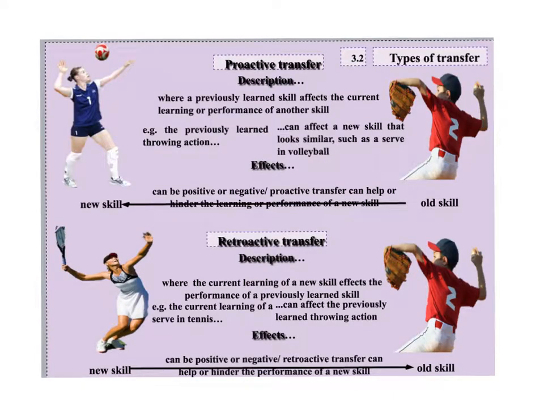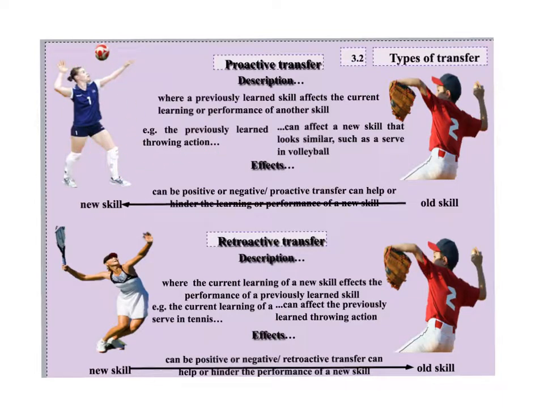Alright, so we get into the types of transfer that we have, and these are two things that could maybe confuse you. Just look at the proactive transfer. It's where a previously learned skill affects the current learning or performance of another skill. The key thing here is looking at this arrow. So the old skill is a throw, and the new skill looks like a volleyball serve.